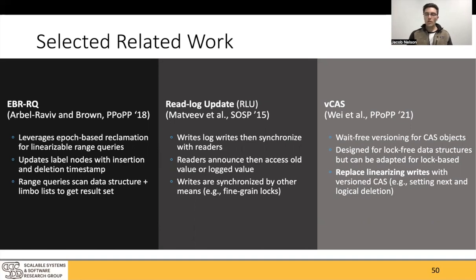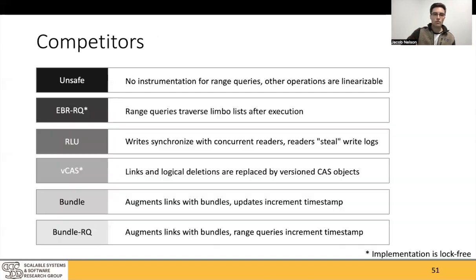algorithm. The last thing we compare ourselves to is a concept called vcast, which is a wait-free implementation of a versioned cast object. Now, this was originally designed for lock-free data structures and has a lot of similarities to bundling, and we can actually adapt it to the lock-based world. So effectively, what we're doing is we're replacing the linearizing writes with a version cast. And so this allows us to see a consistent view. But one distinction I'll note is that vcast actually replaces all of these links and linearizing writes, whereas we're able to just augment them. And we'll see the impact of that in the optimistic traversals.